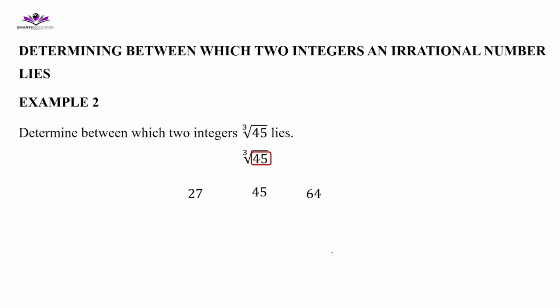And then after this, you cube root all the three numbers. And then we can easily get the cube root of 27, which is 3. And then the cube root of 64, which is 4. So it means the cube root of 45 is greater than 3, but less than 4. We can say the cube root of 45 is between 3 and 4.